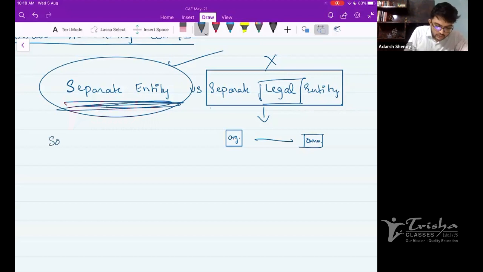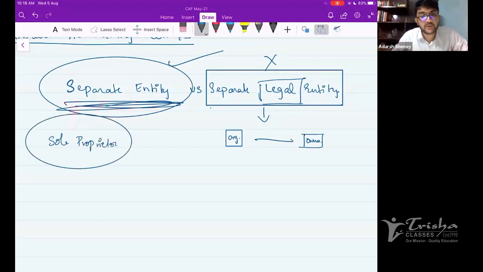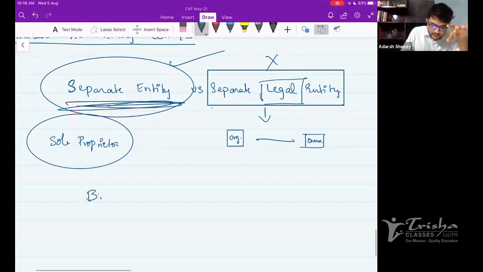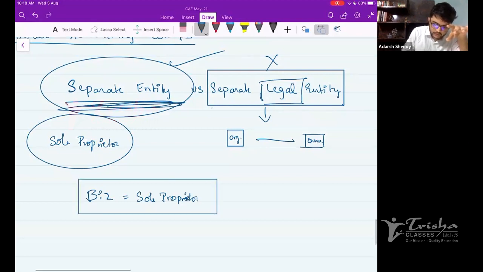For example, take a sole proprietor. We follow the separate entity concept, right? We show capital separately and all that. We separate the owner from the business. But in the eyes of the law, they don't do this. In the eyes of the law, the sole proprietor and the business are the same. There is no difference between the sole proprietor and the business as per law.